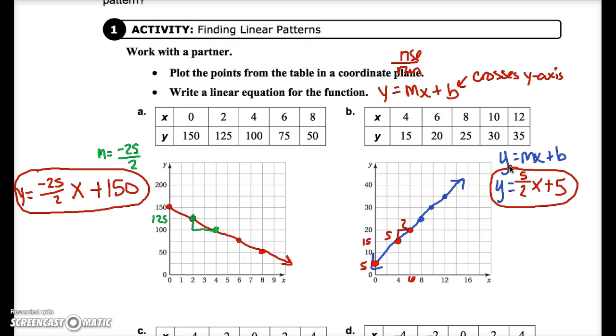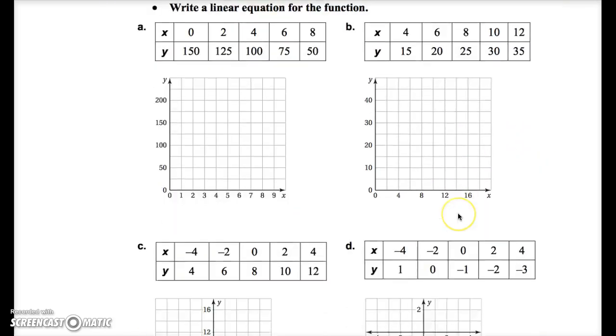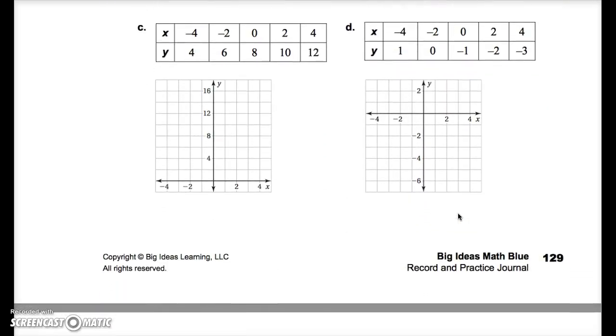Okay, on C and D, we jump down here. Same thing, I'm going to plot these points. So we have negative 4, 4, negative 2, 6, 0, 8, 2, 10, and 4, 12. There's my line.